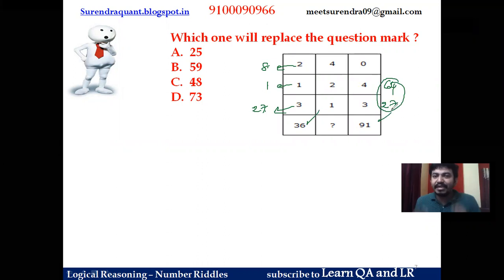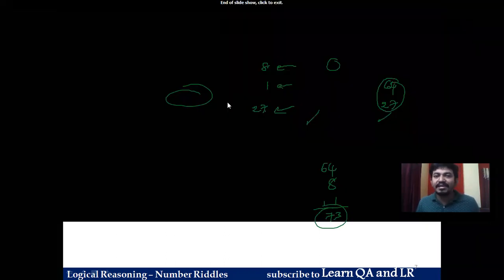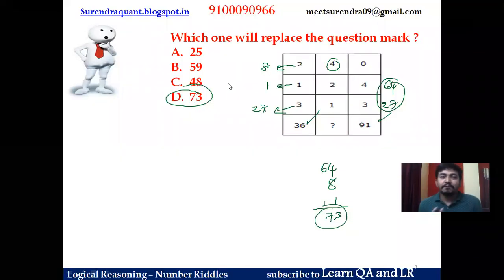If you do the same thing and take the sum, you'll get the number in the bottom. So 4 cube is 64, 2 cube 8, 1 cube 1. The sum is 73, right? So missing term is 73. So very clear, right? So in this way, we can learn number puzzles. So these are the different set of ideas you can think of.